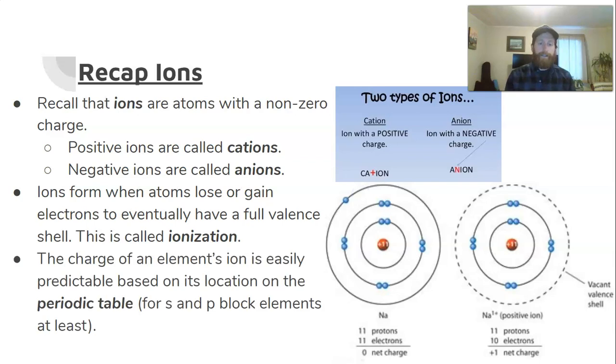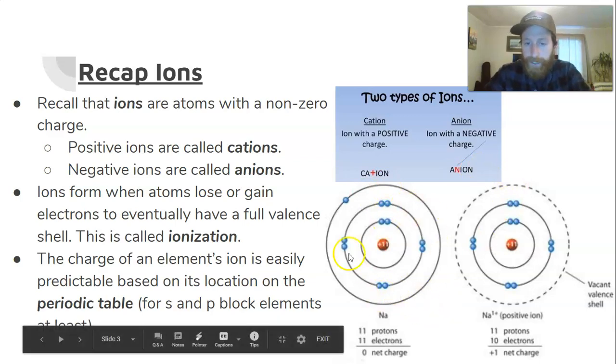The charge of an element's ion is easily predictable based on its location on the periodic table, and that's for s and p block elements alone. We're not going to get into d block transition metals, so we're just looking at the s and p block elements. And you can see here in this graphic, I've got a neutral sodium atom.